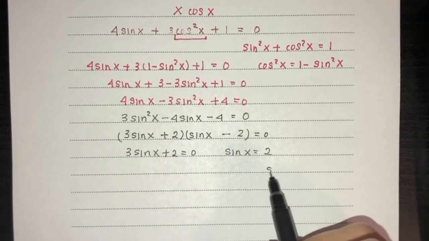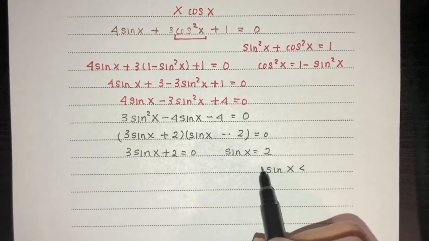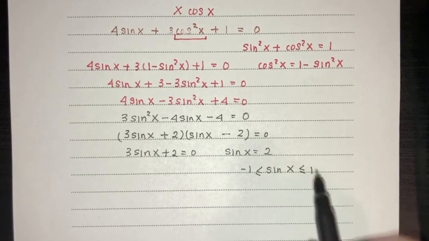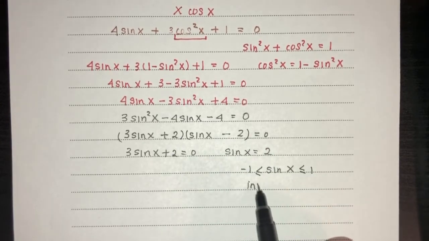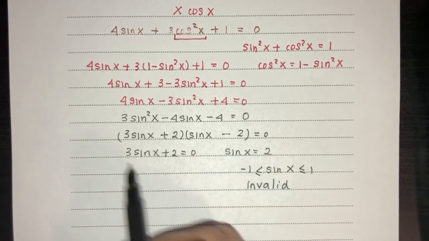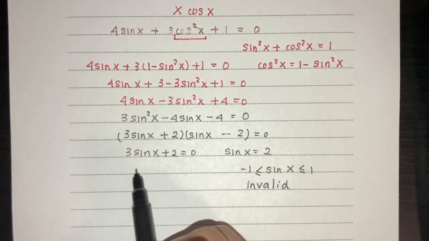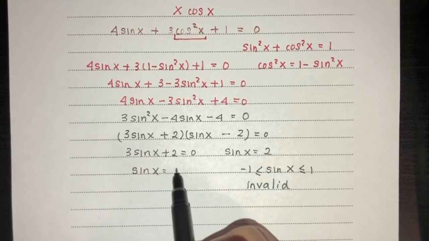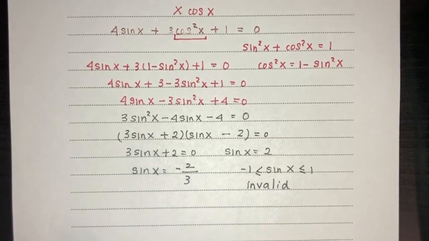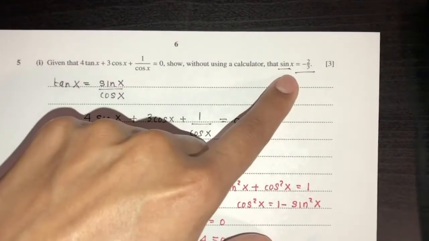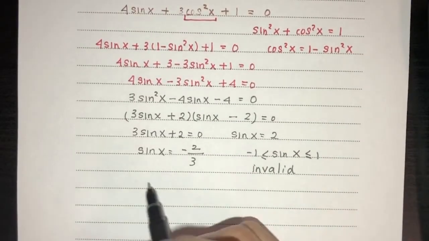Now since sin x can only be between minus 1 and 1, this one will be invalid. It is outside the range. So the only value remaining will be this one. So sin x is equal to minus 2 over 3. And this is exactly what we need to show. This is shown as required.